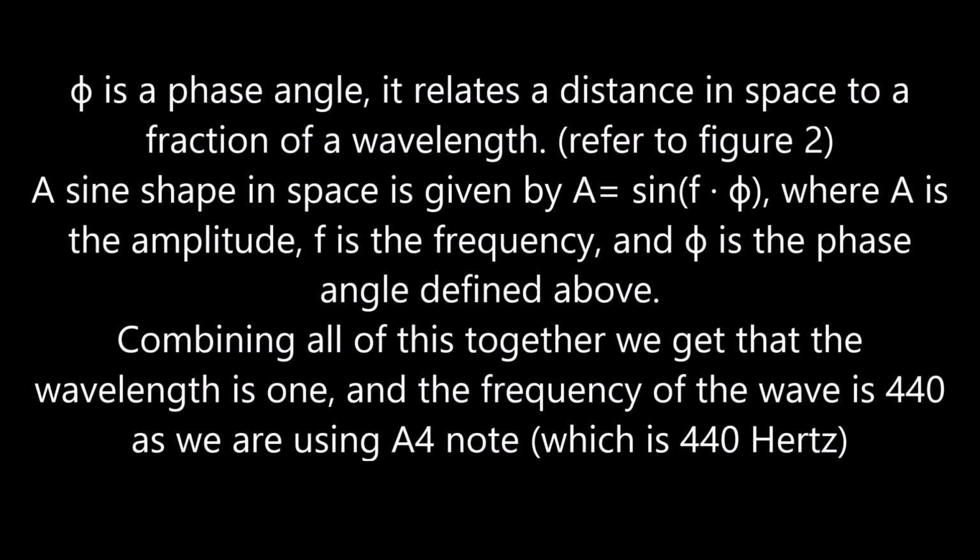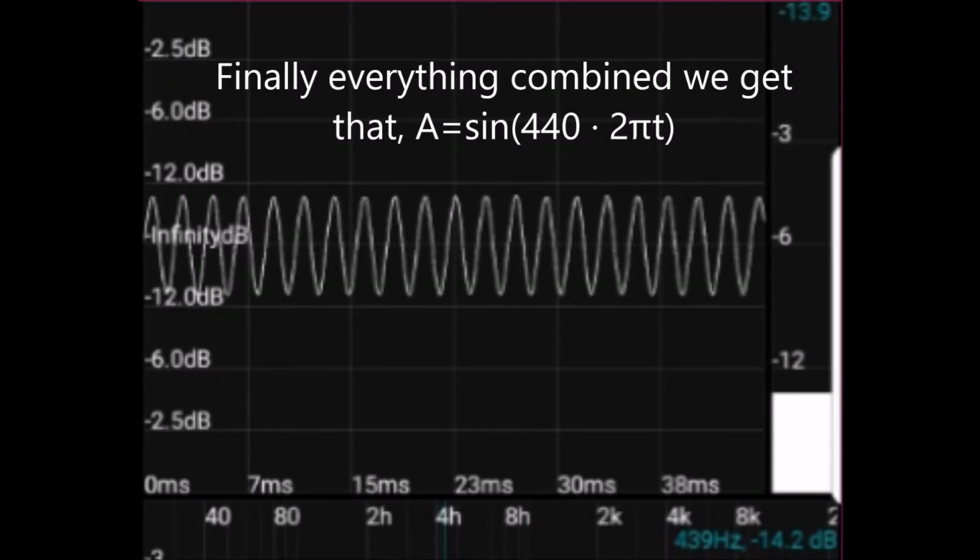A sine shape in space is given by A equals sine of frequency times phi, where A is the amplitude, f is the frequency, and phi is the phase angle. Combining everything together, we get that A equals sine of 440 times 2 pi t.